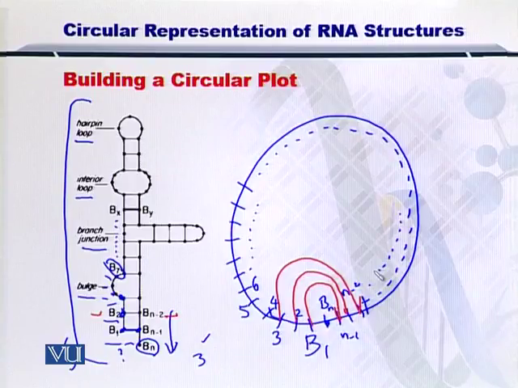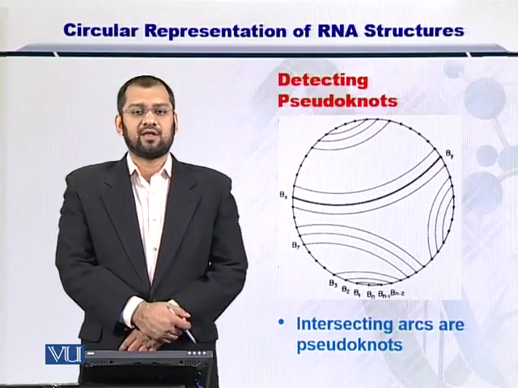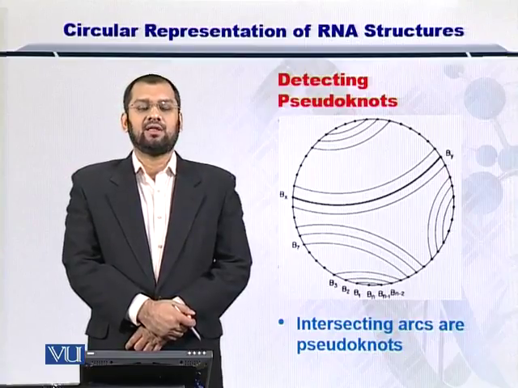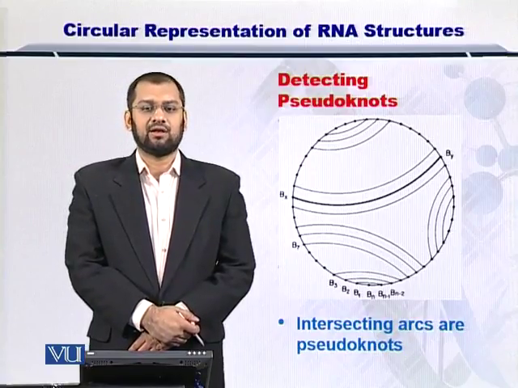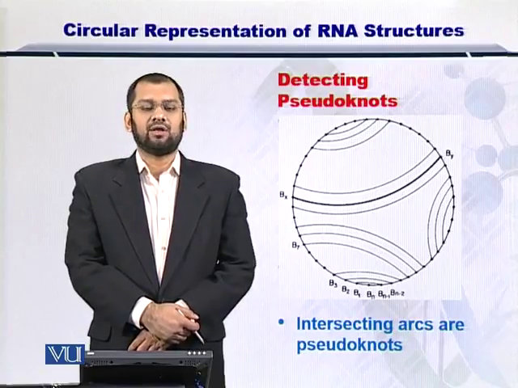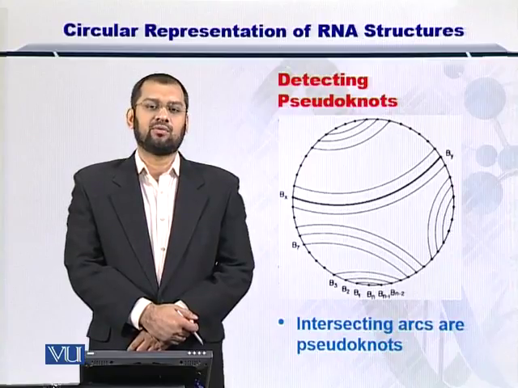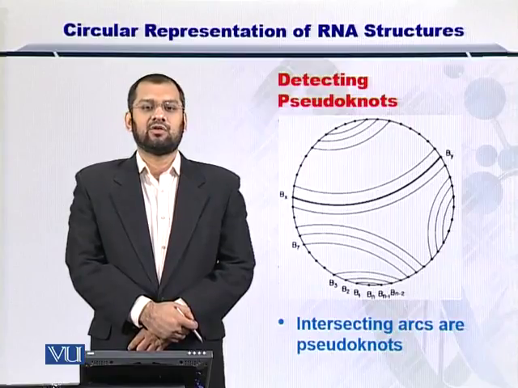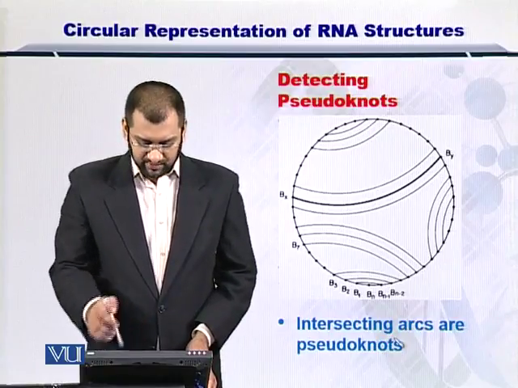So once you have drawn arcs between the coupled nucleotides present in the RNA secondary structure, then you will have something like this in front of you. The important thing here is that all of these arcs start from a nucleotide and end at the complementary nucleotide. However, if one of the arcs intersects with another arc which is going from some other nucleotide to its complementary nucleotide, then this represents a pseudoknot. Let us see this here.